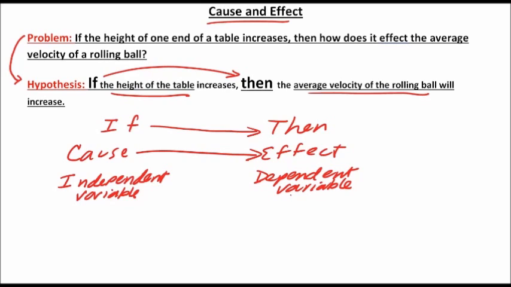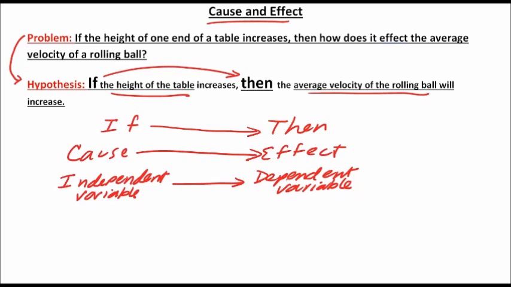What's the real difference between them? Well, the dependent variable literally depends on the changing independent variable. If you look at this in terms of cause and effect, the independent variable is the cause, and the dependent variable is the effect that comes from that cause. So if and then, cause and effect, independent variable, a change in that causes a change in the dependent variable.